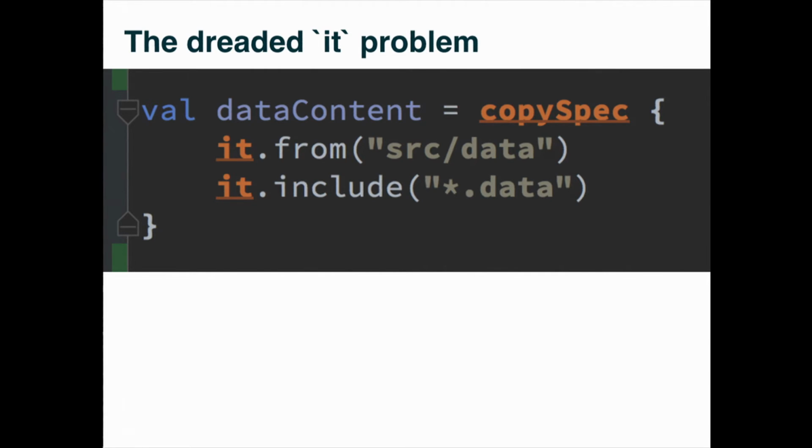So if I'm calling the copy spec function, and the copy spec function accepts a SAM type, action, that's what's getting resolved. So I'm calling the action variant of copy spec, or the action overload of copy spec. And it's just the rule. I have to qualify things with it. That's the way Kotlin works. But we don't want to, right?